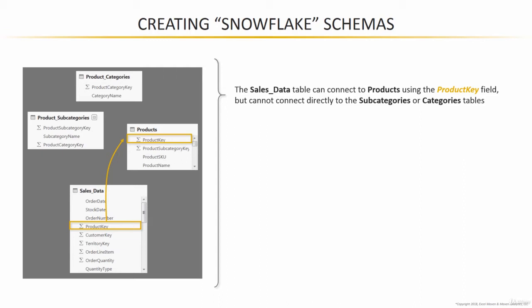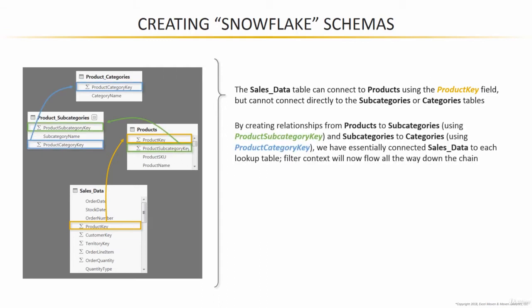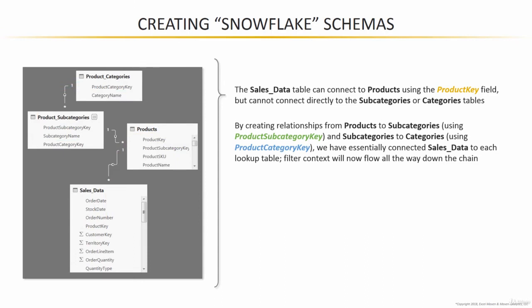But fear not, we've got an alternative, and what we're going to do here is actually connect products to product subcategories because both of those tables share a product subcategory key, and then by similar logic, connect subcategories to categories because those two share a product category key. And in doing so, we've essentially connected sales data to each of those lookups in the chain. So when you create those actual table relationships, it looks something like this.